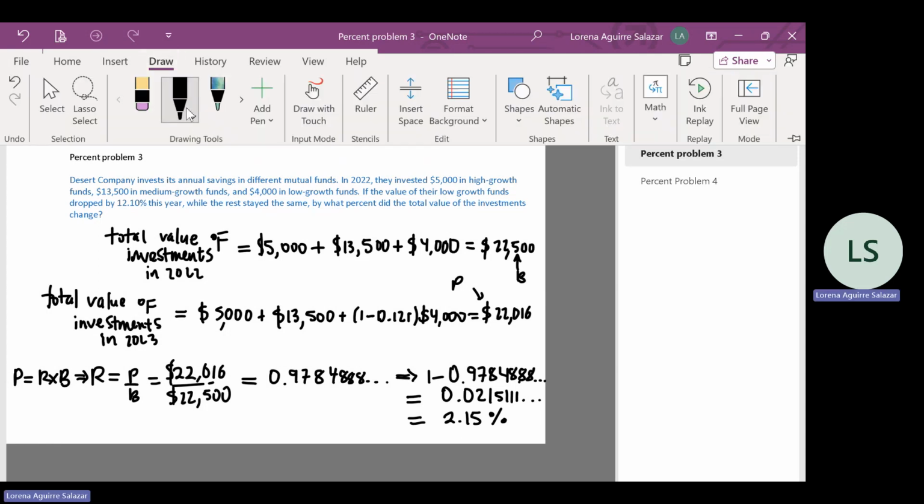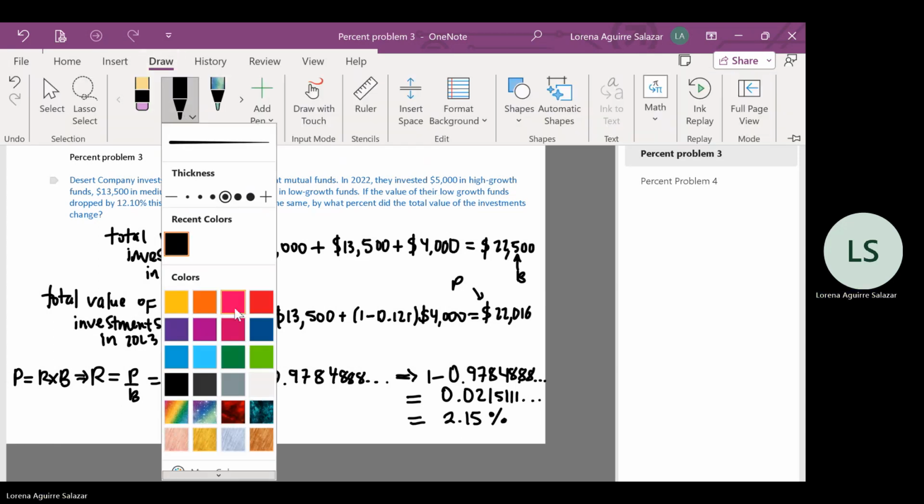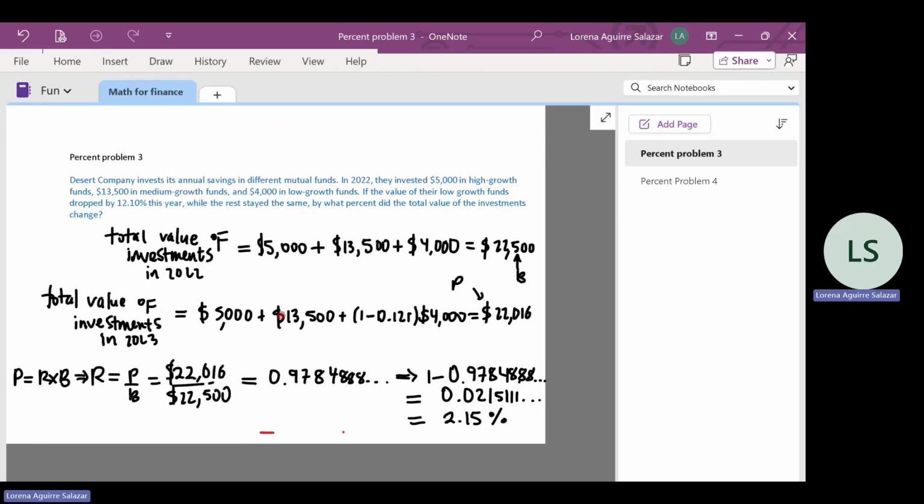And because there was a decrease, what we find as the answer is minus 2.15%. So the total value of investments changed by negative 2.15%.